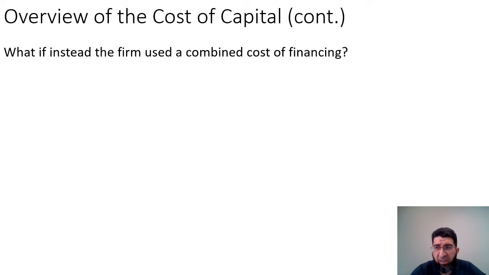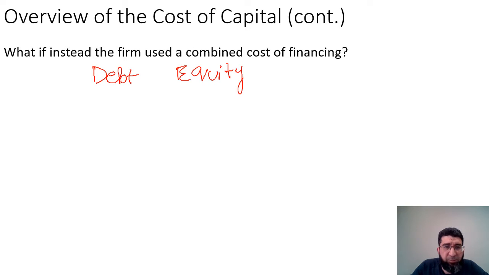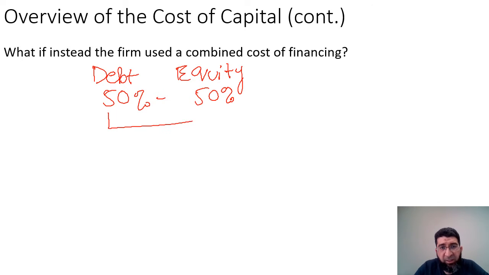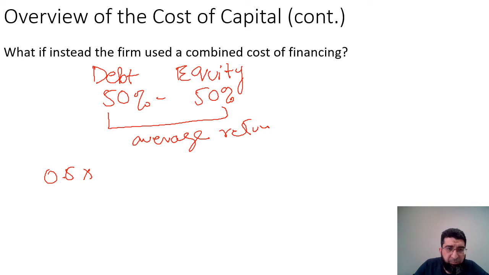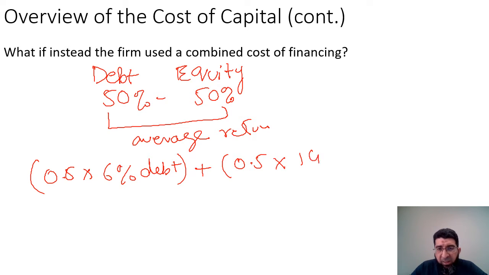Now what if the firms used a combined cost of capital? Let's assume the firm has these two components, debt and equity. So firms invest 50% in debt and 50% in equity. Now in this case, we can have a minimum rate of return, an average. We can calculate what the average return will be. So we can simply take the debt, which was 6%, so 0.5 multiplied by 6% debt. If you remember, this was the debt, and then we add the other one, which is 0.5 multiplied by the 14% equity.